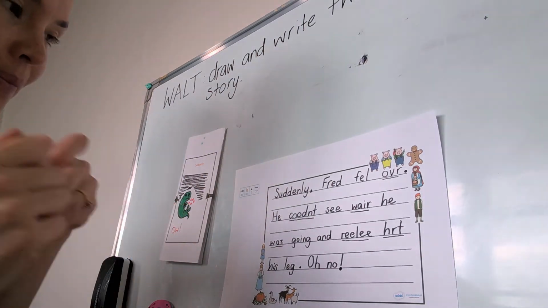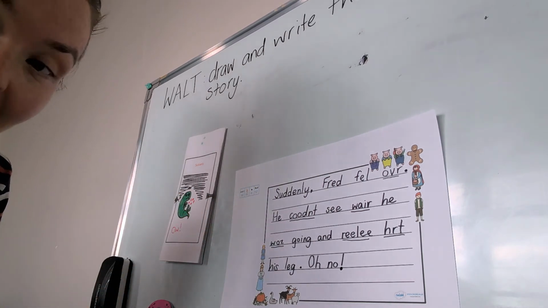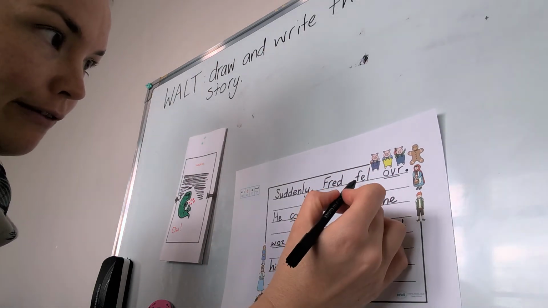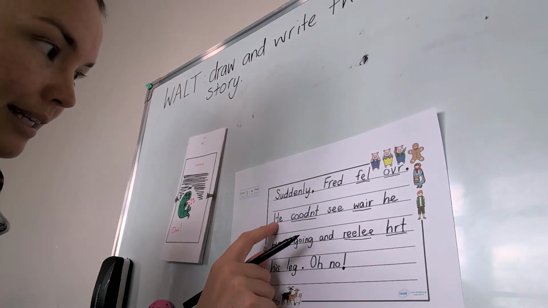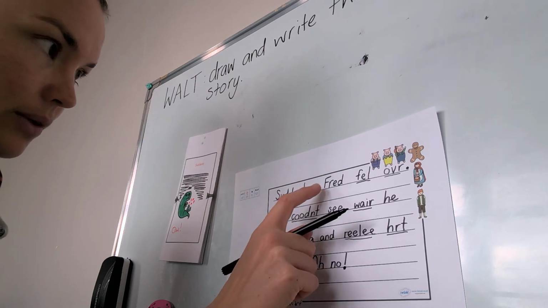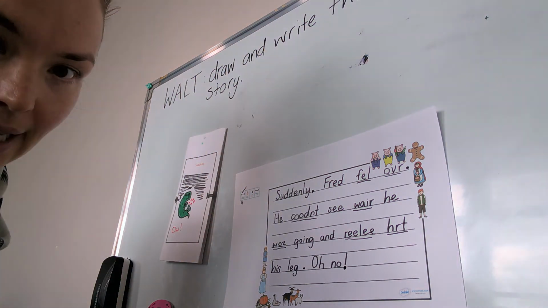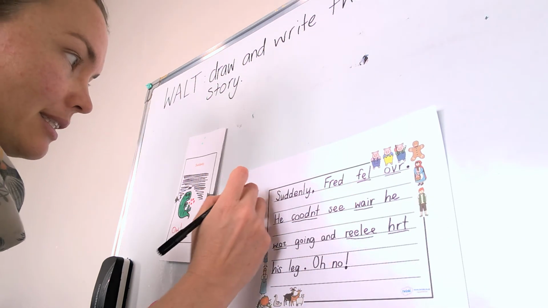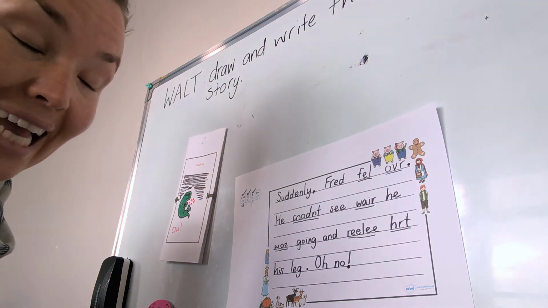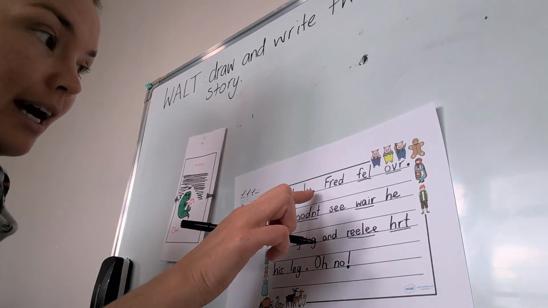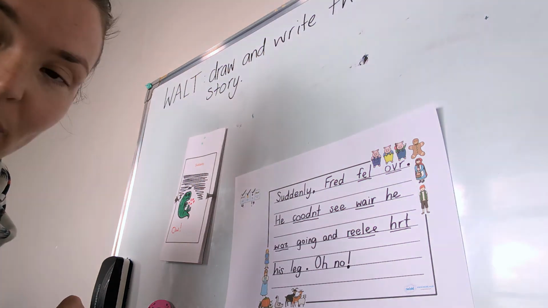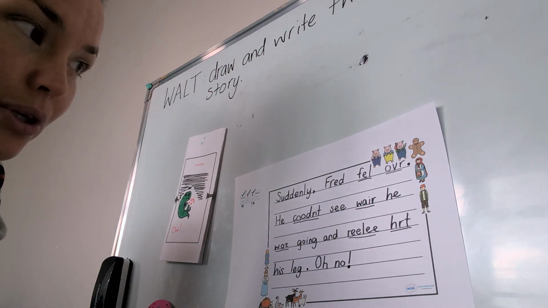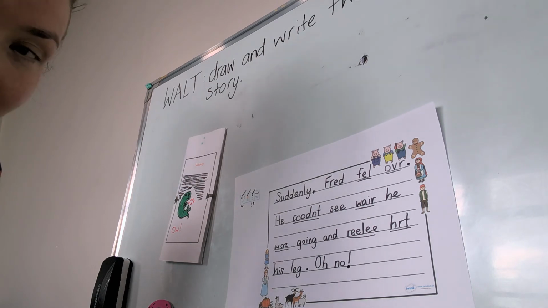He's hurt himself. Now, have I used a capital letter? I actually have. I've used more than one. I've used one at the beginning of this sentence, one for Fred's name, so that's 2. One at the beginning of this sentence and one here. So 1, 2, 3, 4. I've done 4 capital letters. I've used finger spaces. I've used a full stop here and here and an exclamation mark. So I'm going to tick that, and I'm also going to draw an exclamation mark underneath to show that I've tried something else. I've also used a comma here. Now I'm going to read my whole sentence with expression to check that it makes sense. Suddenly, Fred fell over. He couldn't see where he was going and really hurt his leg.